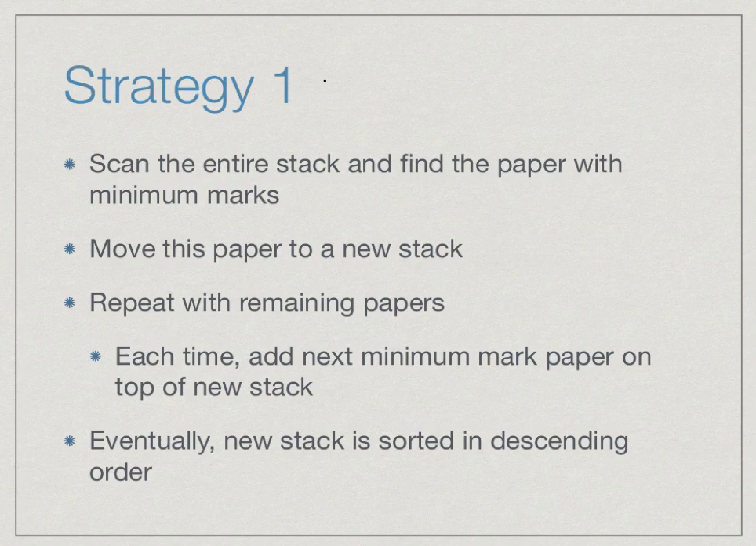After this scan, we take the paper we have in our hand and put it aside and make a second stack where this is the bottommost thing. Now we have n-1 papers. We repeat the process. We look for the minimum mark amongst these n-1 papers and put this second lowest mark overall on top of the one we just put. So now we have two papers stacked up in order. As we keep doing this, we will build up a stack from bottom to top, which has the lowest mark at the bottom and the highest mark on the top.